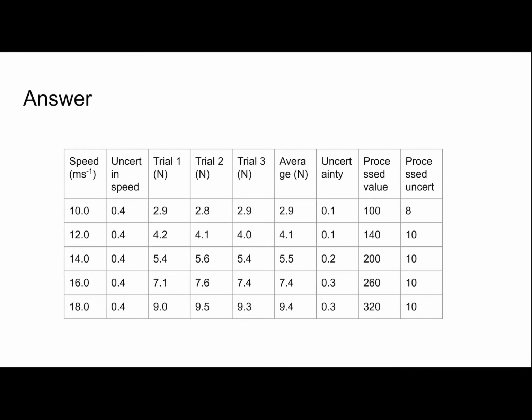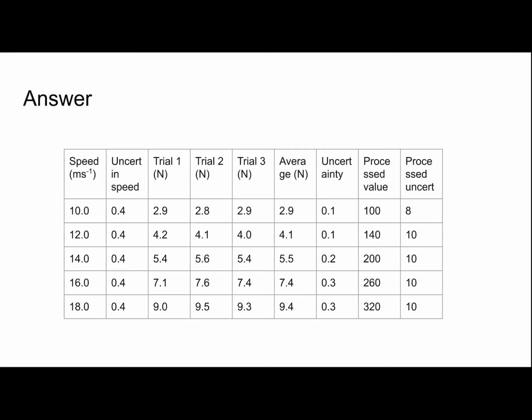Alright, so the answer should look as the column the answer is now displayed. In this case we know that force is proportional to v squared, so we need to square all our speed values. The absolute uncertainty is 0.4, but when we square a value, the percentage uncertainty doubles, and the actual value is squared. So to fill out our processed value, all we need to do is just square everything in the speed column.